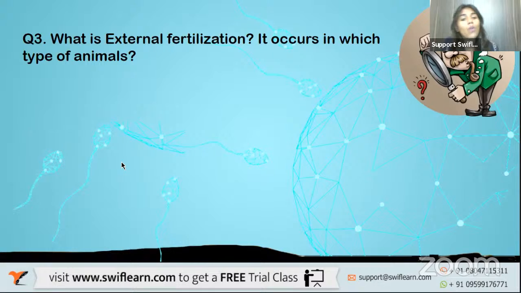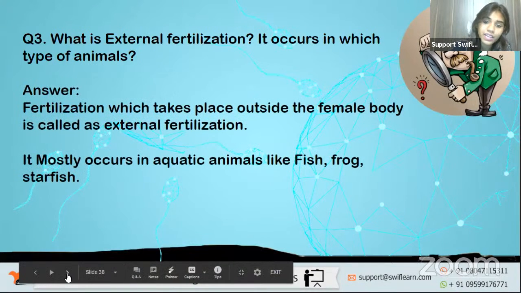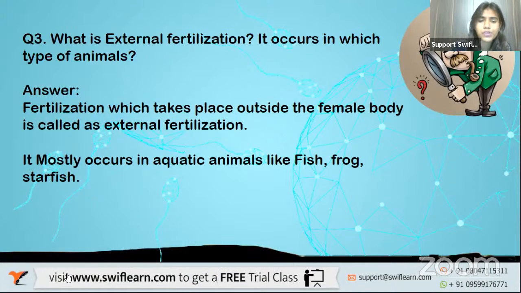Next question. What is external fertilization? It occurs in which type of animals? Well, try answering them. Anybody who knows can send it in the comment section. Yes, external fertilization means fertilization happening outside the female body. Outside where? In water. So mostly aquatic animals do external fertilization because they have easy access to water, right? So you have fishes, frogs, starfish, and all. Okay, very good.